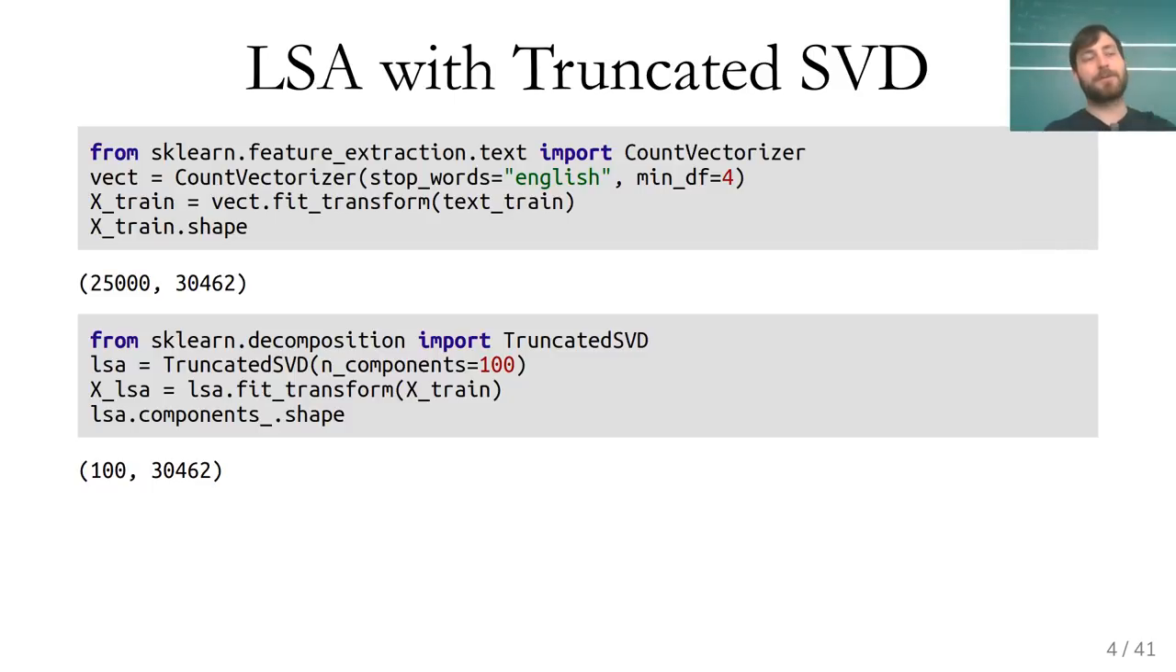I compute the first 100 components. And then, as usual with the transformer API, I call fit_transform, which fits the SVD, and then I get the transformed representation, which is the projection on the singular components. The components here are now 100 times 30,000. So I have 100 components, each of which is a vector in the 30,000 dimensional feature space of the bag of words. If I look at the shape of X_LSA, it is now 25,000 times 100. So we compressed the data representation from a sparse 30,000 dimensional representation to a dense 100 dimensional representation.